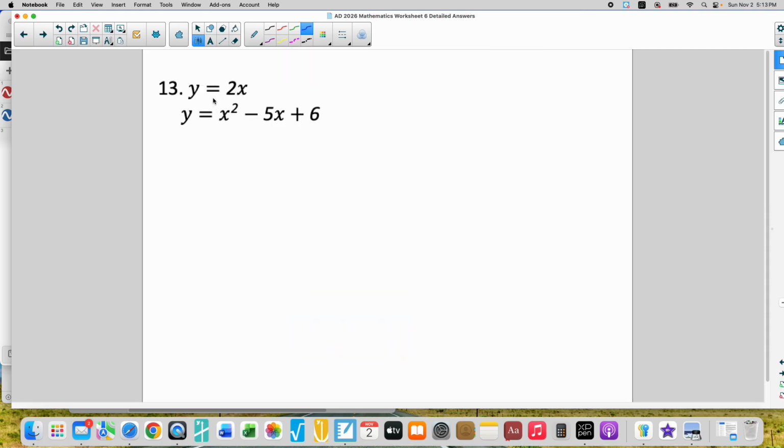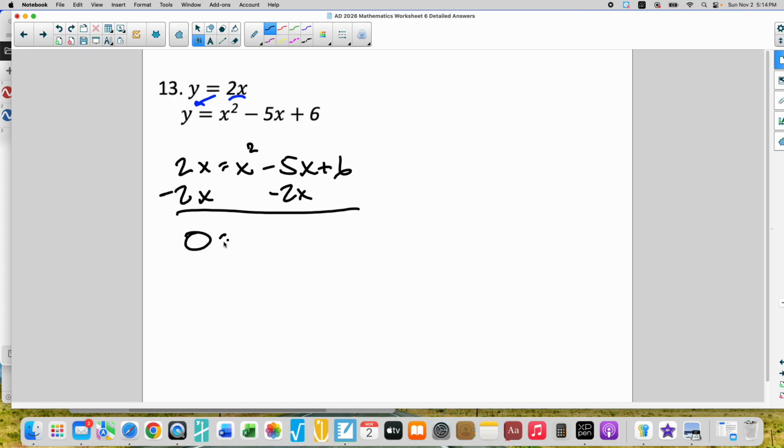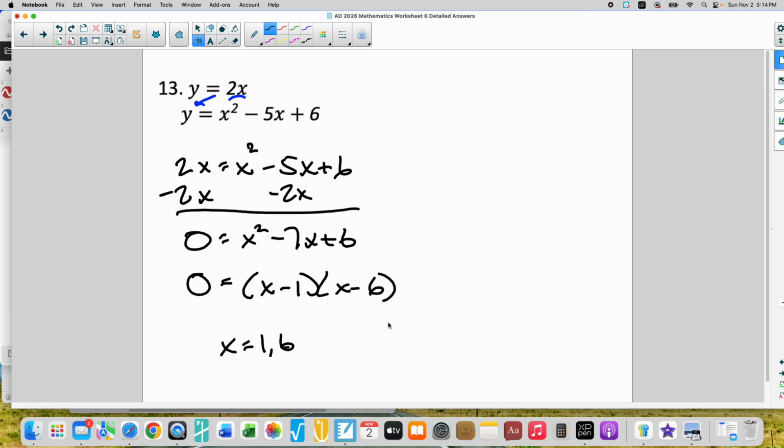Let's plug it in again, set it equal. Let's take this, put it over there. 2x equals x squared minus 5x plus 6. Set it equal to 0. That wasn't any better. Set it equal to 0 by moving it. 0 equals x squared minus 7x plus 6. If you're really good, you should know that x minus 1, x minus 6 would give you factors. Multiplied, inside, outside, make that. And then your solutions are going to be x equals 1 and 6.